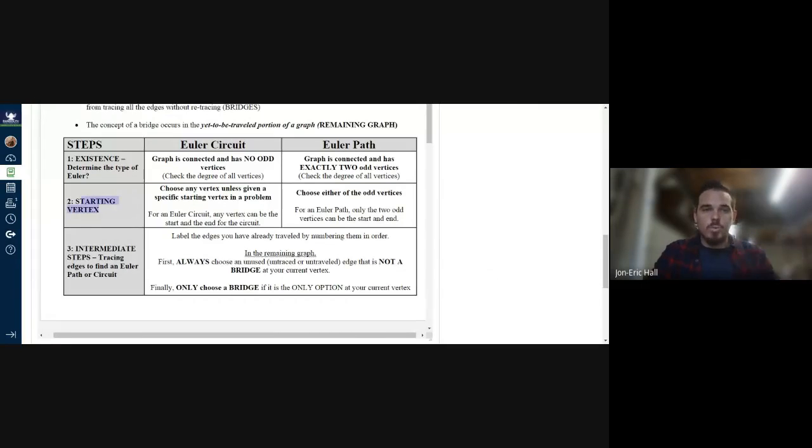Step number 2, starting vertex. According to Fleury, what are we going to do? We're going to choose any vertex unless given a specific starting point. If it's just open to interpretation, you choose where you go. For a Euler circuit, any vertex can be used to start and end on because it's a circuit, unless they tell us otherwise.